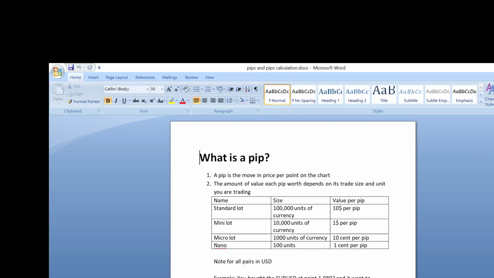So we need to understand how to utilize the knowledge of pips, so that by the time you are taking any trade, you know the amount of money you are losing and the amount of money you are gaining. Now look at this chart for the example.